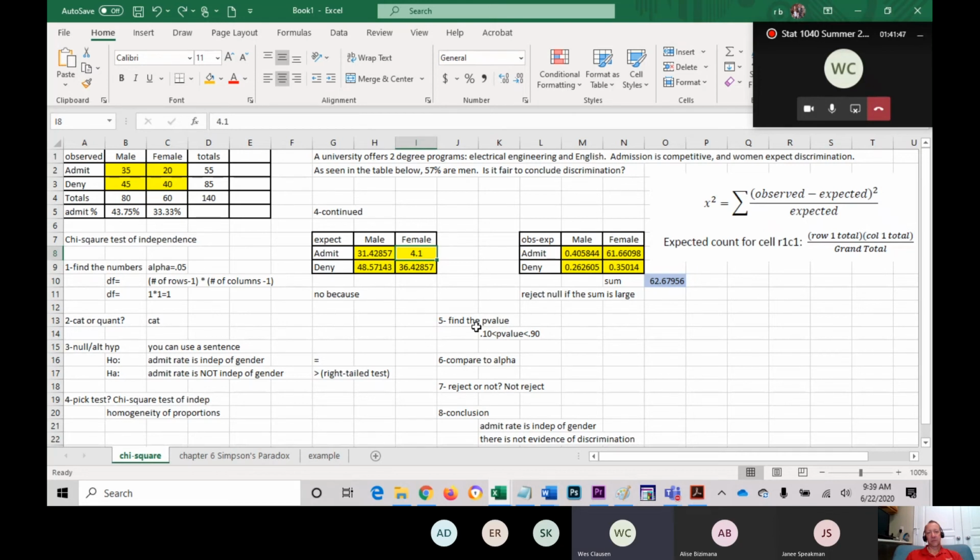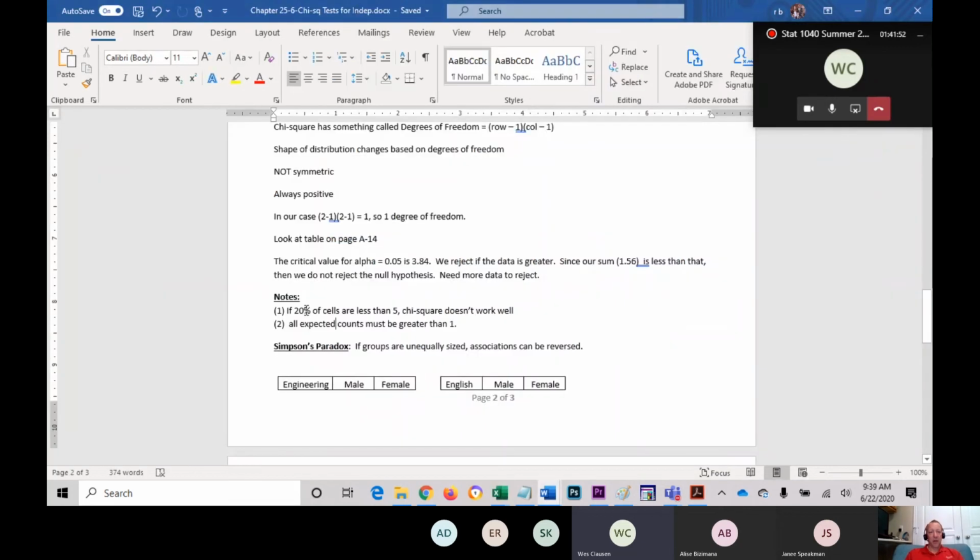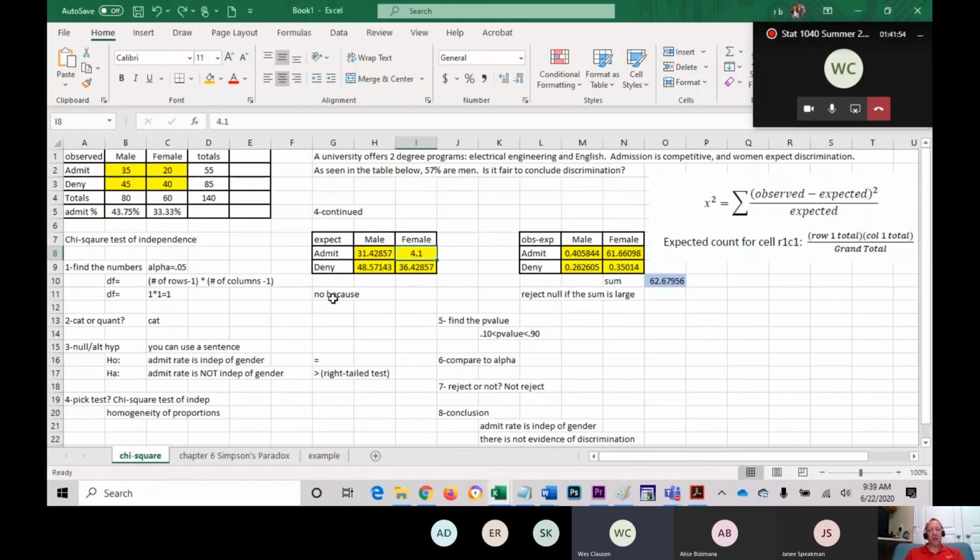Technically, there's only 25% of the cells, so I guess it shouldn't be a problem, because your rule is 20, right? 20, yes. So yes, this is a problem, because 1 out of 4 is 25%. 1 out of 4 is less than 5. Oh, gotcha. And so yes, that's a problem. You shouldn't run the test. I'll probably make you run it anyway and tell me that that's a problem. But yeah, that would be a problem.